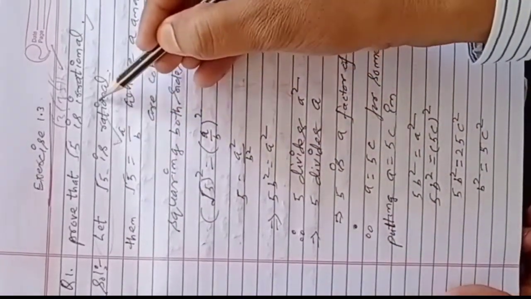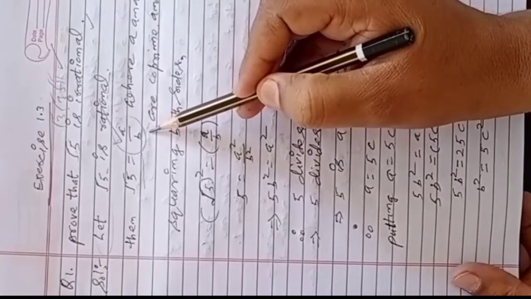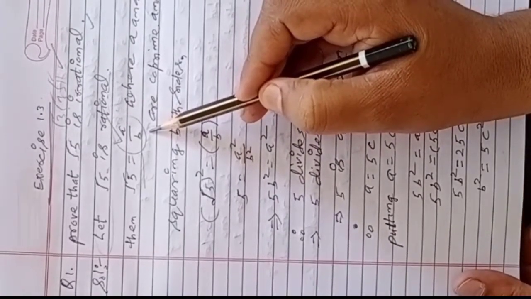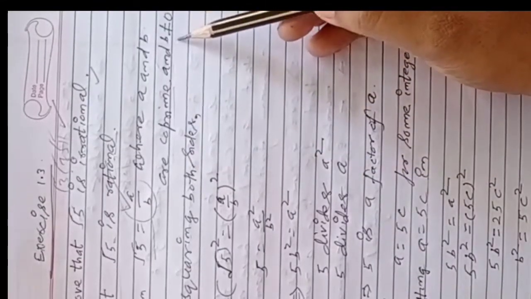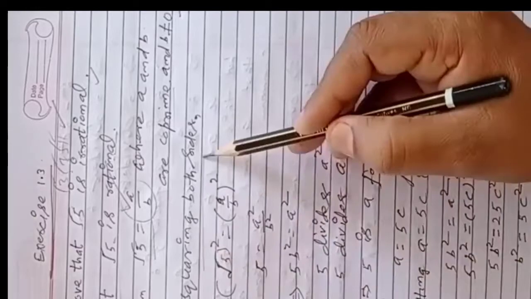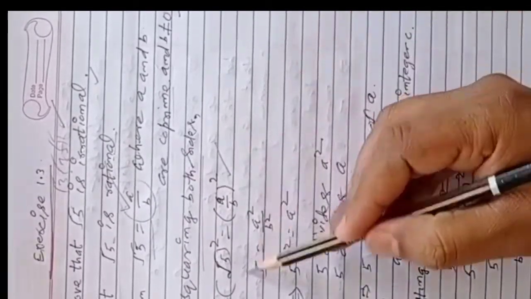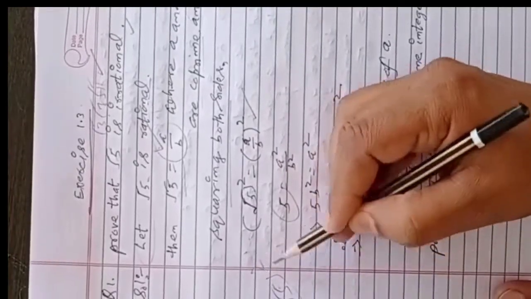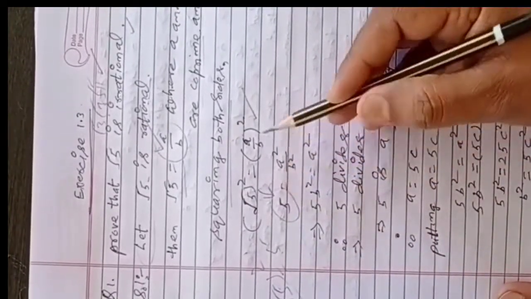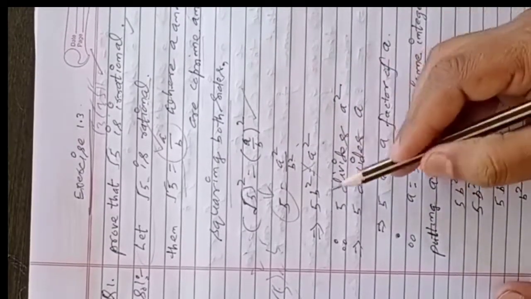If it is a rational number, you can write it in the form a upon b, because every rational number is written in the form a upon b, where a and b are co-primes and b is not equal to 0. Squaring both sides, root 5 squared is 5, so 5 is equal to a squared upon b squared. After cross multiplying, 5b squared is equal to a squared.